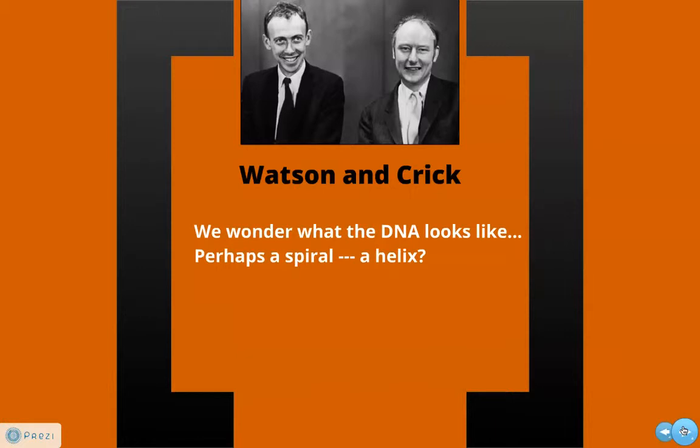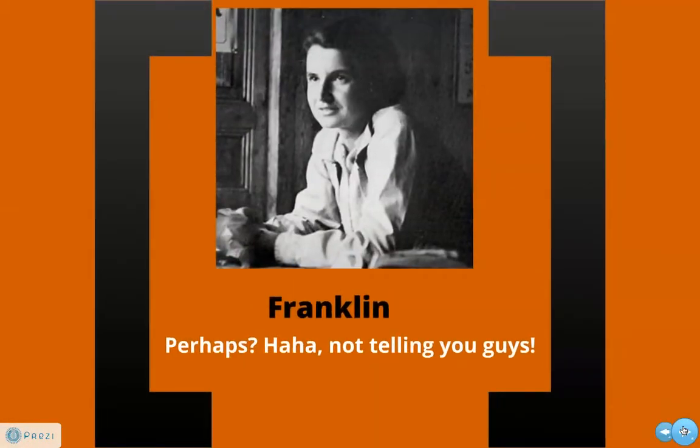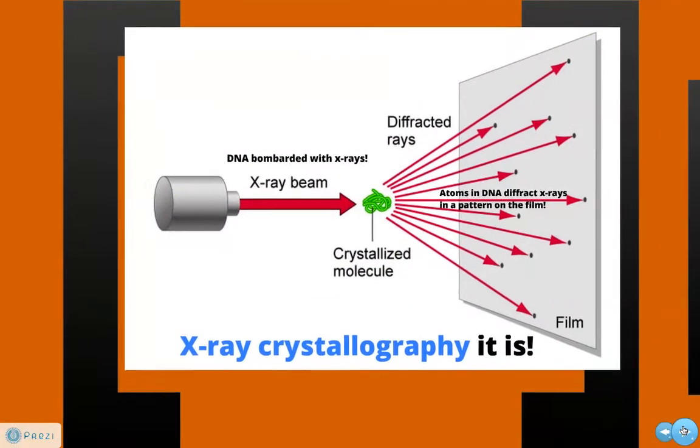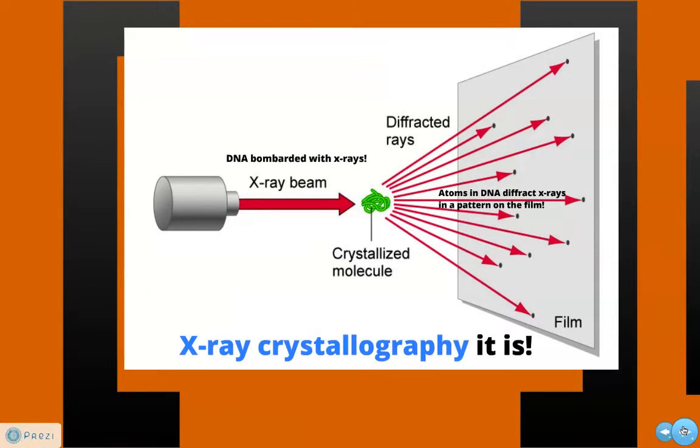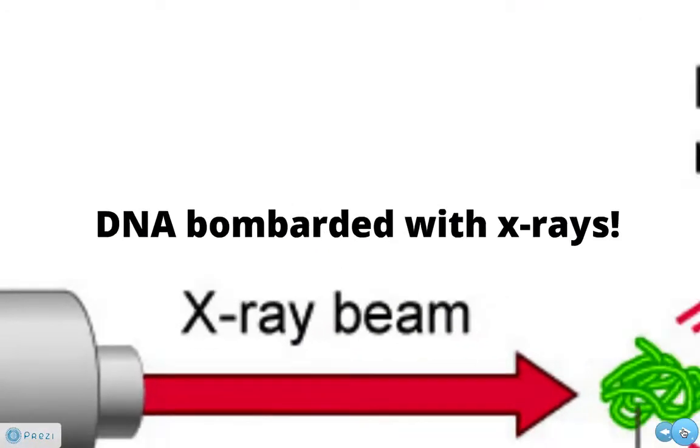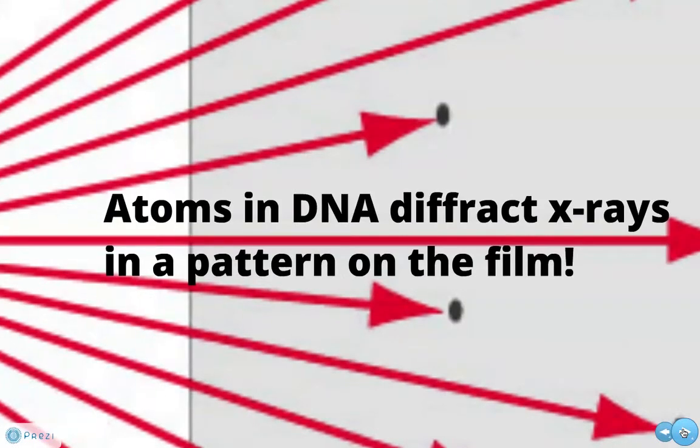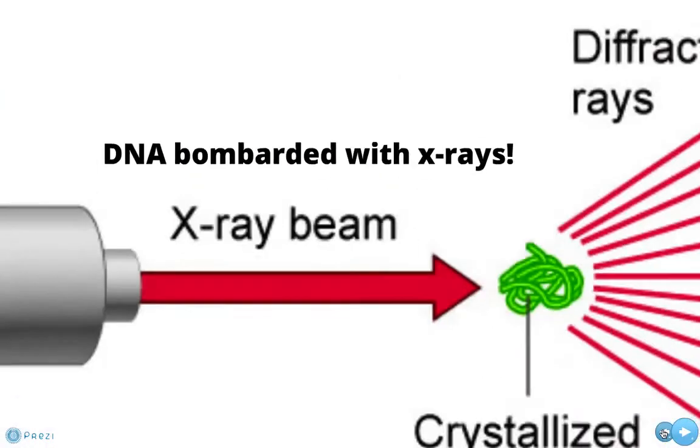Watson and Crick were scientists, best friends, and they wondered what the DNA looked like. Rosalind Franklin, also a notable scientist at the time, had a general idea of the structure of DNA, but of course, they were her rivals, so she did not tell them. The method she used was X-ray crystallography, in which she bombarded the DNA with X-rays, and the atoms in the DNA would diffract the X-rays so that you would have a pattern on the film.